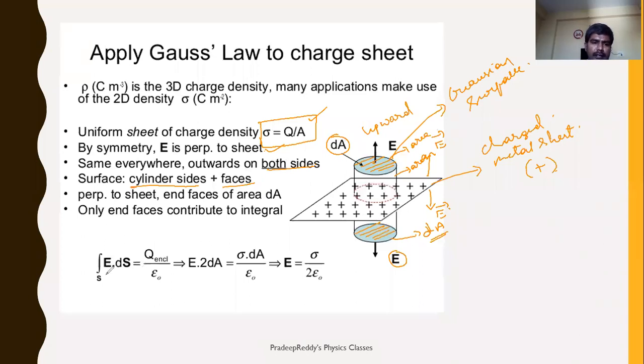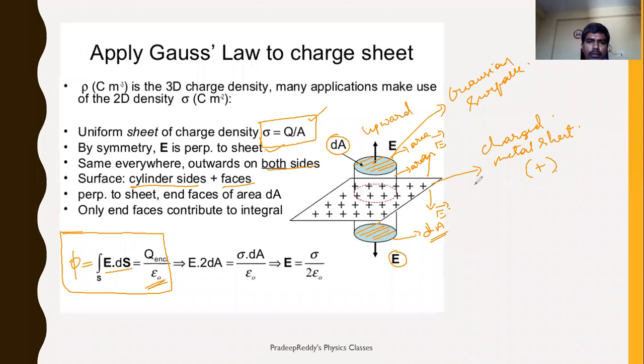Therefore, you can write flux phi is equal to integration E dot ds, where ds is the total surface area of this Gaussian surface. Okay. Now E dot ds is equal to, you know that Q enclosed divided by epsilon naught. This is from Gauss law, right? This is what Gauss law actually states. Okay, Q enclosed divided by epsilon naught. Total Q enclosed is the total charge.